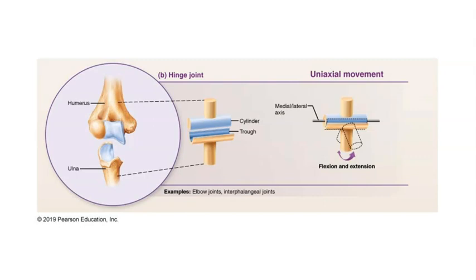At hinge joints, the cylinder-shaped end of one bone will articulate with the trough-shaped end of another bone, and this creates a hinge-like structure at that particular joint that functions in much the same way that a door hinge does. Hinge joints permit angular movements, that is, changes in angle along a single axis, and so therefore these are typically classified as uniaxial joints. The elbow joint, that is the joint that's found between the humerus and the ulna specifically, is an excellent example of a hinge joint, as are the knee joints, which are found between the femur and the tibia bones.